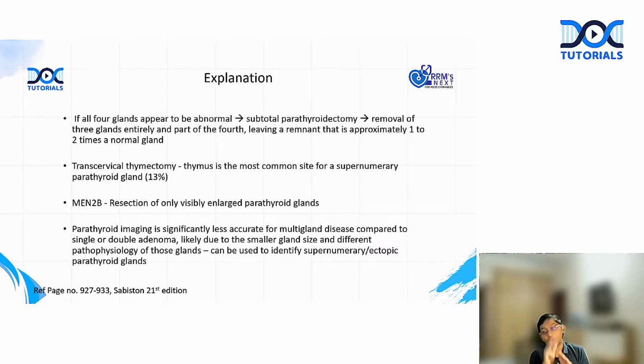In MEN1, we always do a bilateral neck exploration, see all 4 parathyroids, and do a 3.5 gland excision. In MEN2A, you see if there are any enlarged parathyroid glands and you excise only those, because the risk of parathyroid hyperplasia is lesser. It's more of a pseudo-adenomatous change in MEN2A syndrome. So again, parathyroid imaging is more likely to identify supernumerary or ectopic parathyroid glands, to reduce the risk of recurrence in secondary hyperparathyroidism or familial hyperparathyroidism, which is basically multiglandular disease.